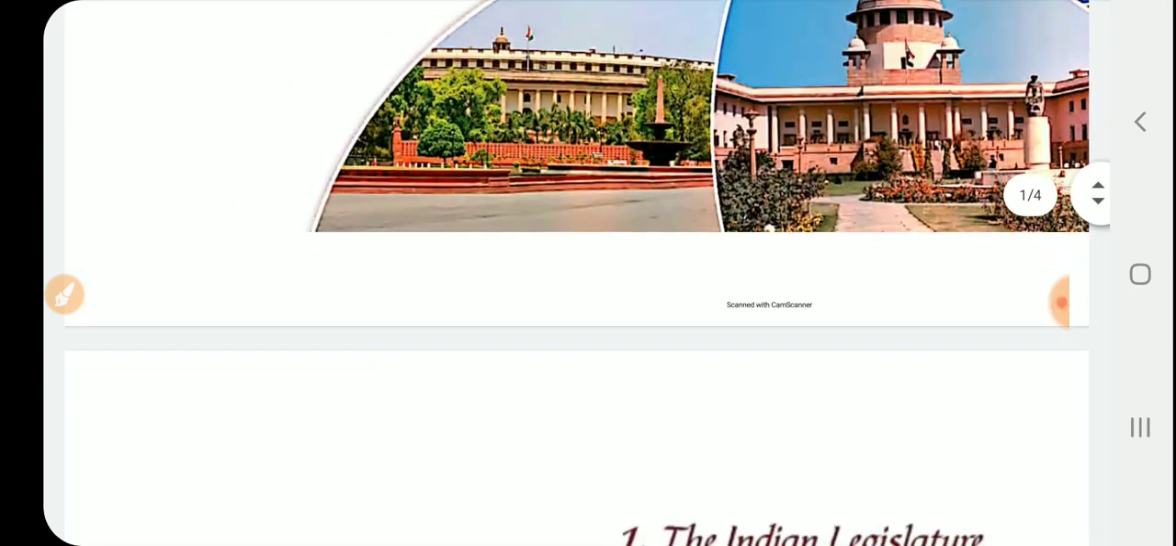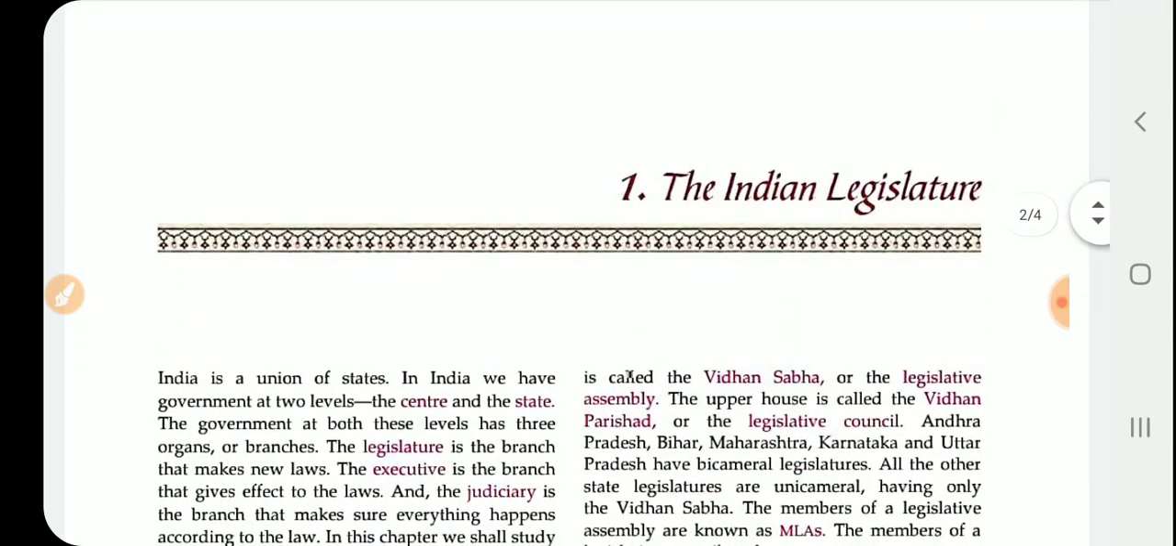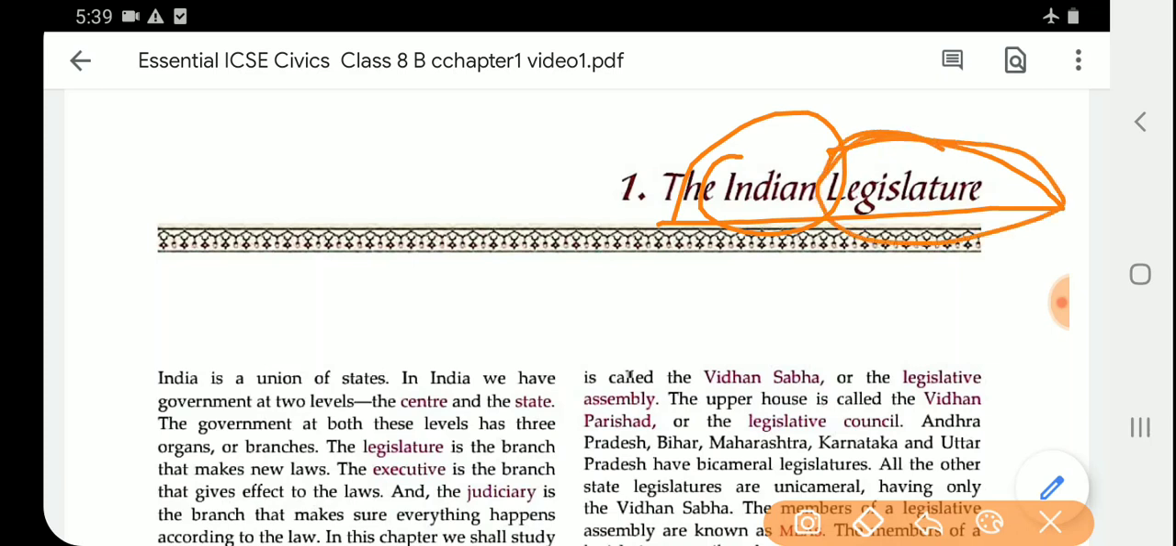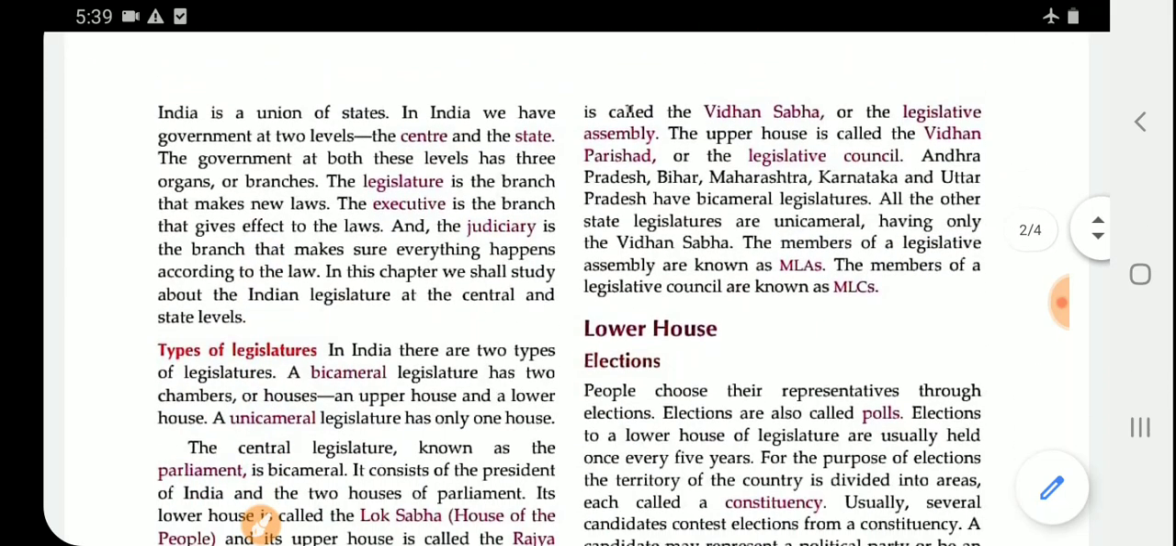The first chapter is the Indian Legislature. Now, what is the meaning of legislature? You already know what Indian means. All are Indian here. The meaning of legislature is a group of people who have the power to make and change the laws of a country. Okay, so we shall begin.